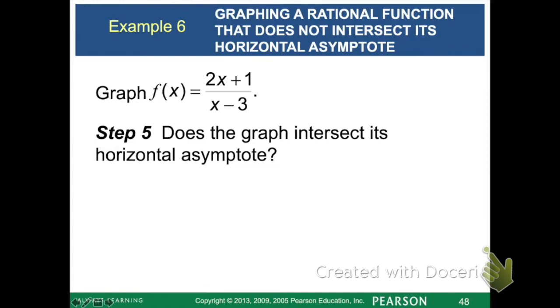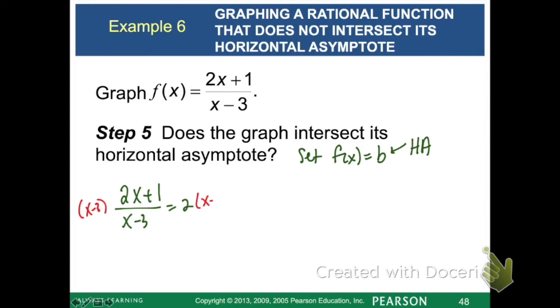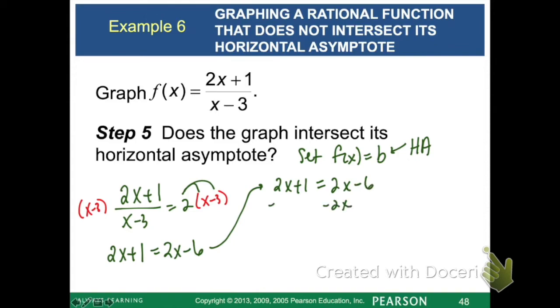Step 5, we're going to find out if our graph intersects our horizontal asymptote. We do this by setting our function equal to our horizontal asymptote, which we call b. And we're going to solve it and see if we get a solution or not. So first of all, I'm going to multiply x minus 3 to the other side to get rid of my fraction. Distribute the 2. Just rewriting the problem here. Subtract 2x over, and we get 1 equals -6. That's a false statement, so my answer is no, we do not intersect our horizontal asymptote.